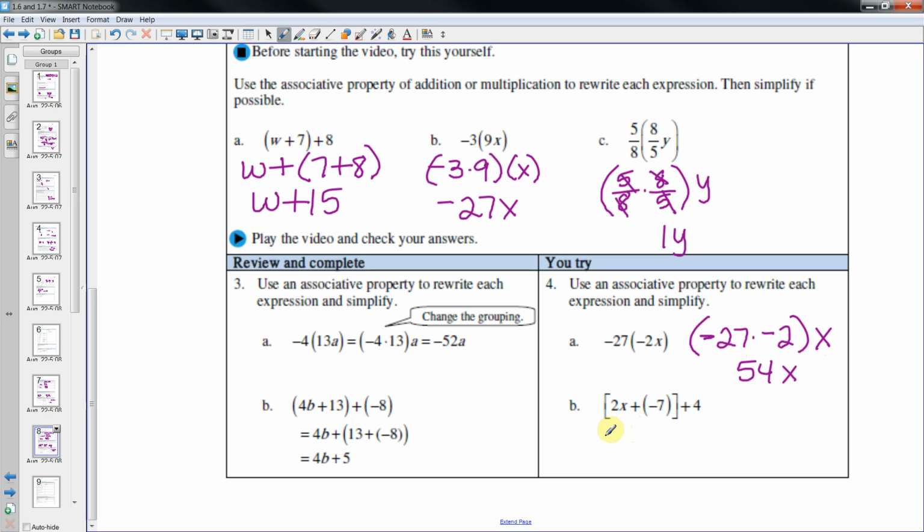This one's going to be interesting. Let's do 2x plus negative 7 plus 4, so I'm going to do the 2x on the outside, and then let's put the negative 7 plus 4 together. So negative 7 plus 4 is going to be negative 3. Now I could do it again. I could put the -3 with the 2, so this 2 and -3, and then the x, and so 2 times -3 is -6x. That one was kind of a roundabout way to do that one.